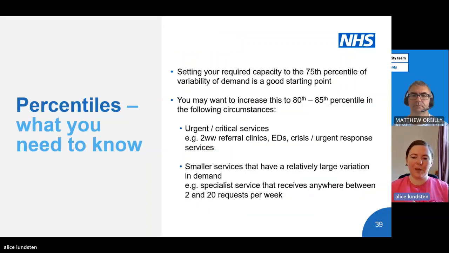So just as a little summary for percentiles, we would say probably setting at the 75th percentile is a good starting point. As the video talks through, there are various different things that play into that. So the urgency profile and how long people can wait, which we'll be getting onto in a minute.